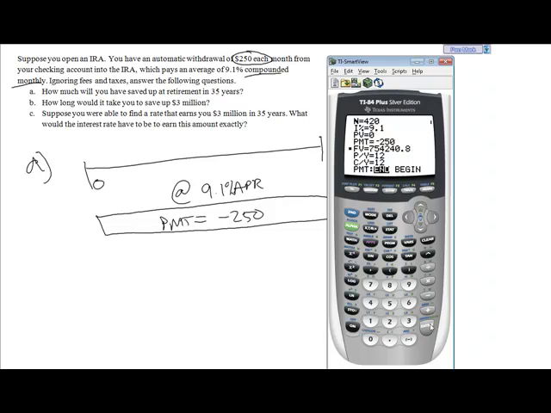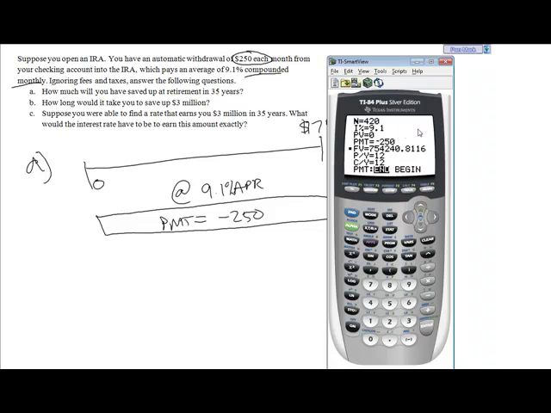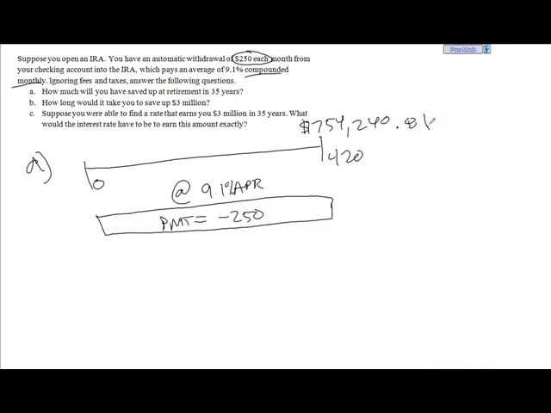My future value will be $754,240.81. So $754,240.81. So that's my total amount saved up by then. That's an inflow that I'll receive at that time if I withdraw my money.